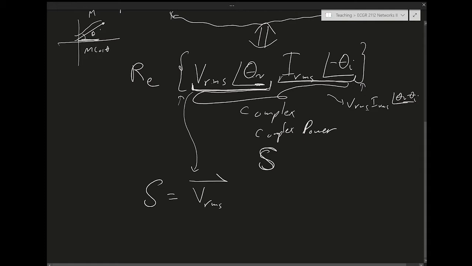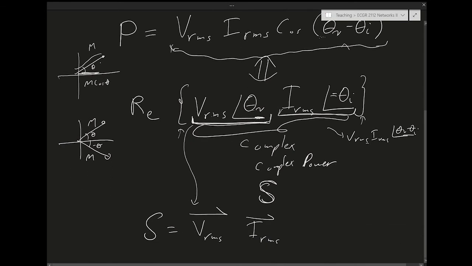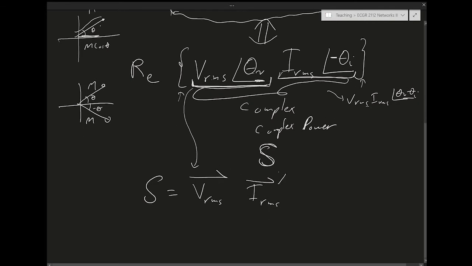What does this one look like? Is this the IRMS phasor? Well, almost. Notice that there's a negative sign that we needed to add here to get the right expression for the real power. What happens if you take a complex number and you make the theta negative? You get the complex conjugate. So making the angle negative is an act of conjugation. So this is the IRMS phasor conjugate.